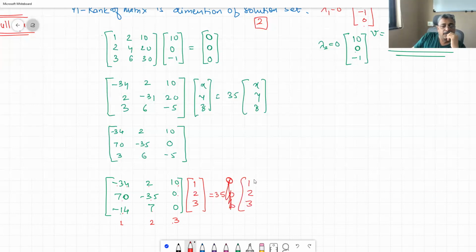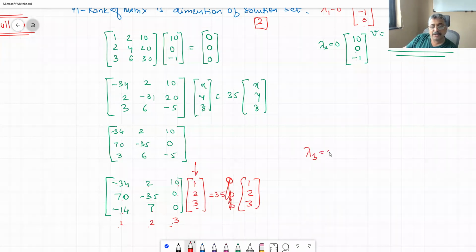1, 2, 3. So while taking these three, you are supposed to check that all of them are producing the, because this is non-zero. Whatever these numbers you are taking, see, if we take all these three numbers 0, 0, 0, then of course we are going to get 0, 0, 0. Here we are not supposed to take these three numbers 0, 0, 0. At least one of them should be non-zero, and hence we get the third eigenvector. So lambda 3 is equal to 35, and eigenvector is 1, 2, and 3.